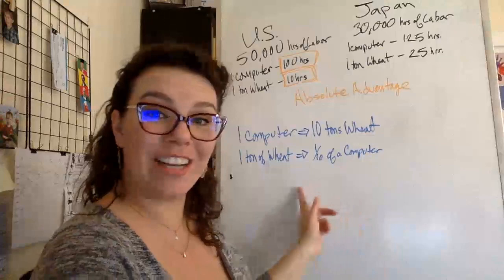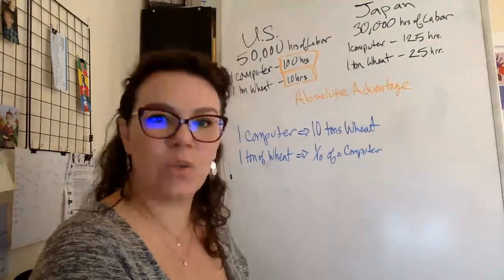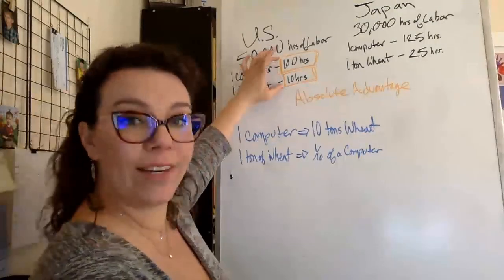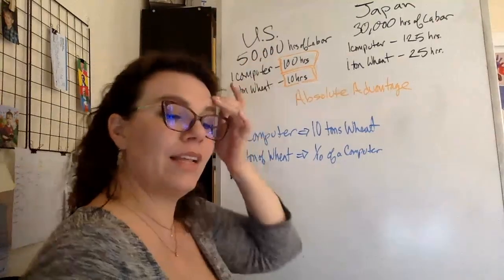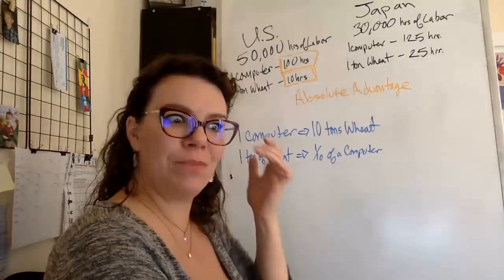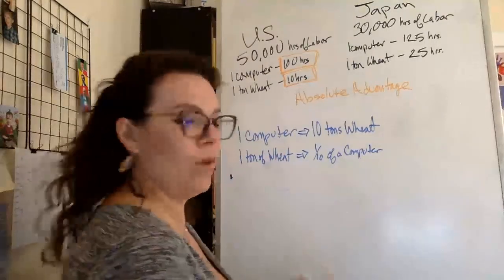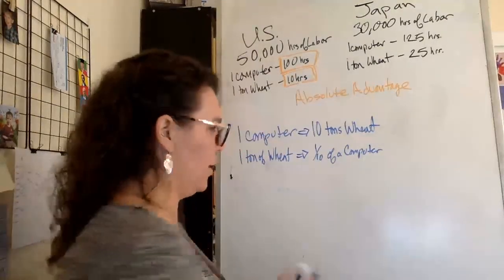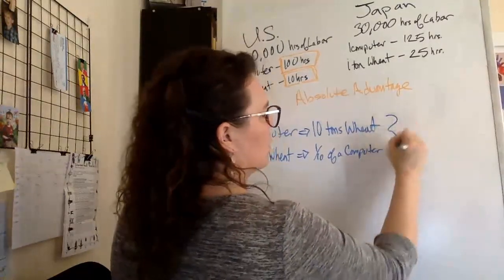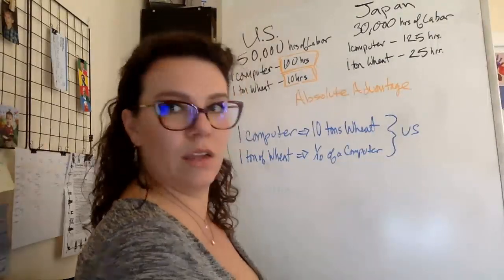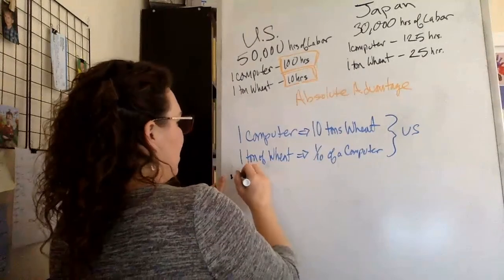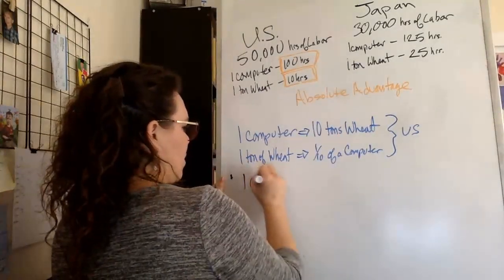You'll notice these are inverses of each other. That's the way it goes because it's based on the ratio of the costs associated with them. Let's try it one more time looking at Japan. If this is the US, now we want to look at Japan. Japan can make 1 computer.